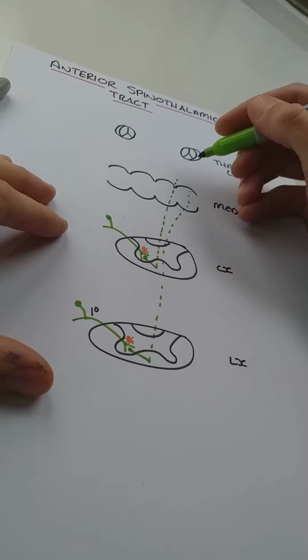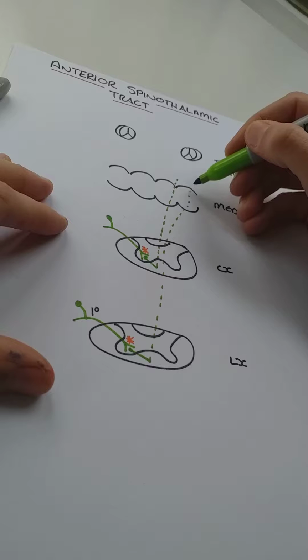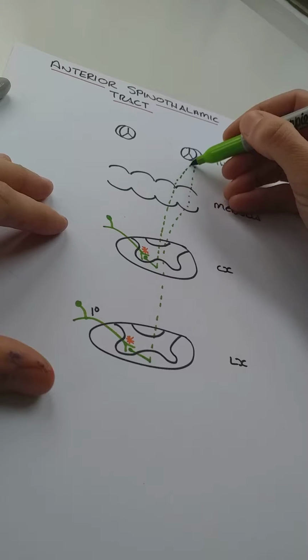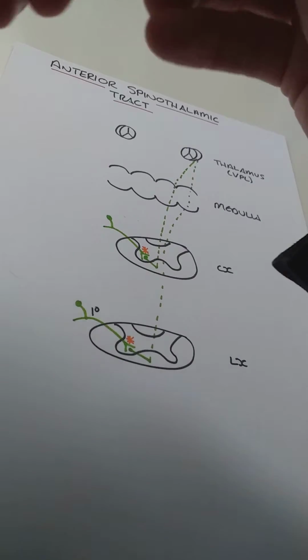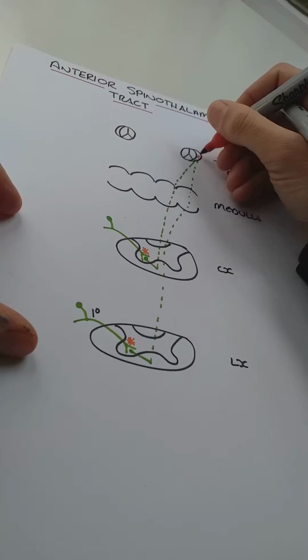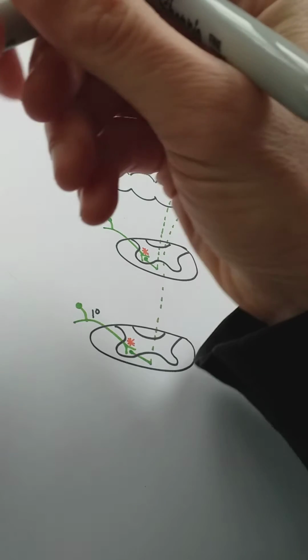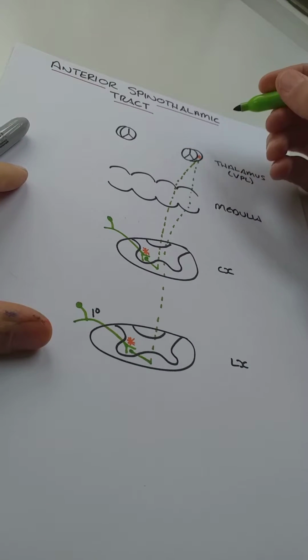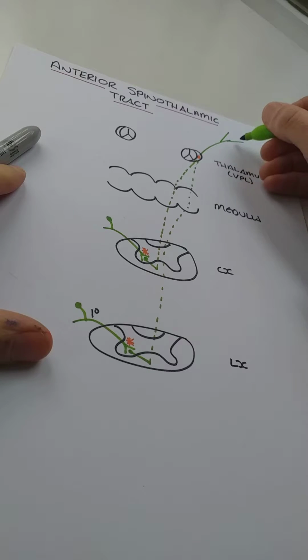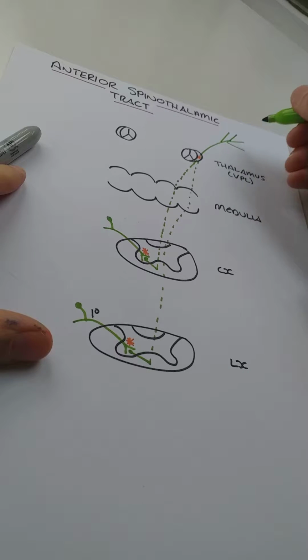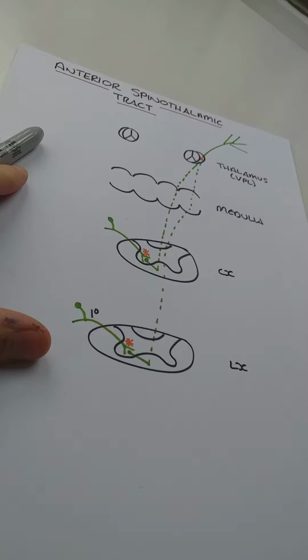Nothing happens in the medulla this time. And they make their merry way to the thalamus. So exactly the same thing happens in the thalamus. There is another synapse. And then, whoop, off to the somatosensory cortex.